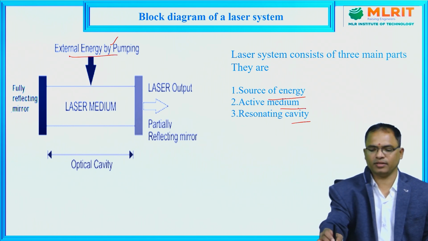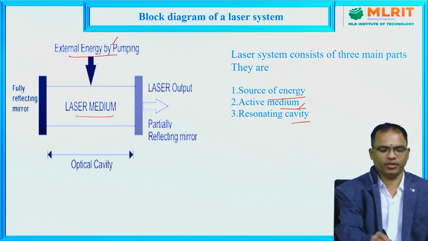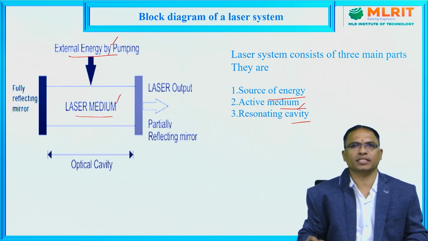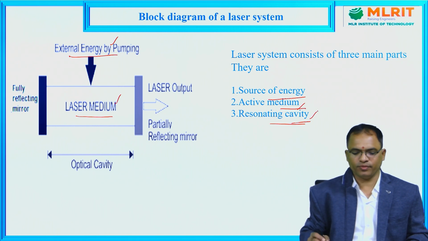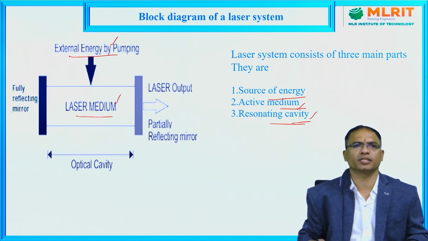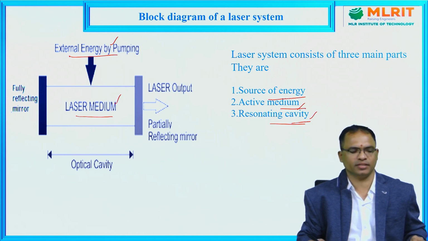The second part in the laser system is active medium. So active medium is here. So laser medium is nothing but active medium which is kept in a resonating cavity. So the actual laser transitions takes place in this active medium only. And the third part is resonating cavity. So we know laser works on the principle of lasing action, or it is nothing but repeated stimulated emission. So to get that, resonating cavity is required. Resonating cavity is nothing but a glass tube having two mirrors on either side of it. So this is about a block diagram of a laser system.